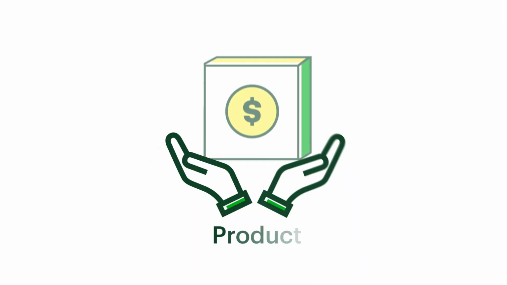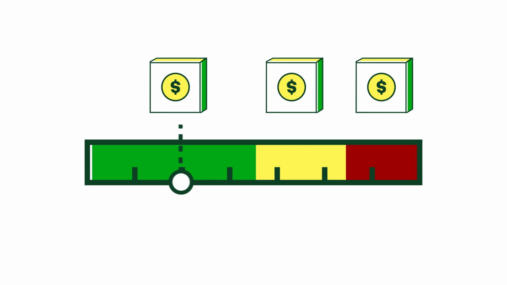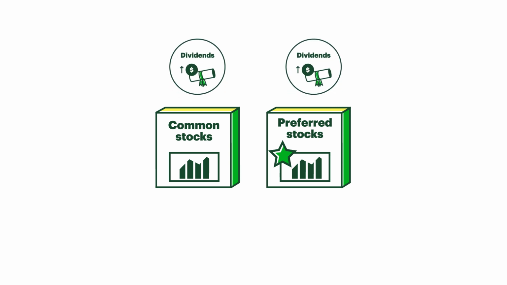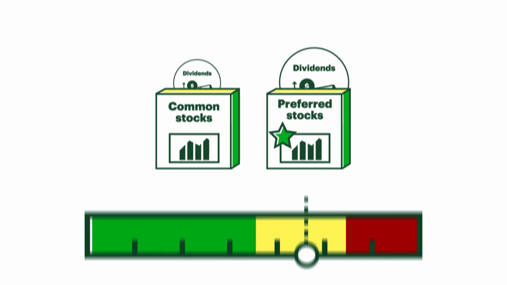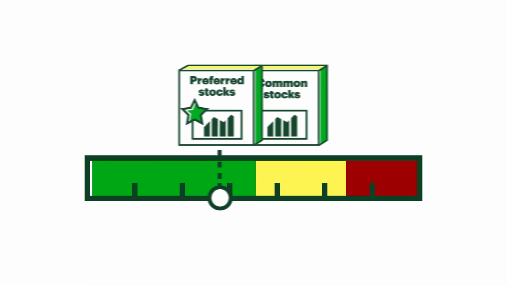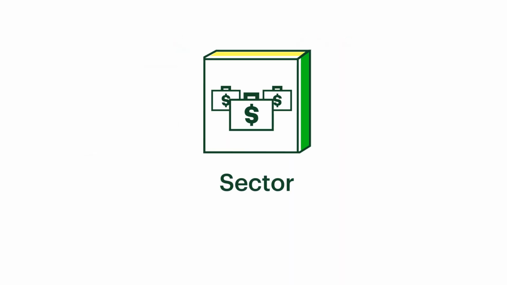Keep in mind that products in the same asset class are exposed to different types of risk too, so choosing a range of products within the same class may also be helpful. For example, common and preferred stocks both pay dividends, but because of the potential for higher dividend yields and lower volatility, preferred stocks are generally considered a safer investment than common stocks. As a trade-off, common stocks are more likely to appreciate in value. Diversifying further by sector can also be helpful.